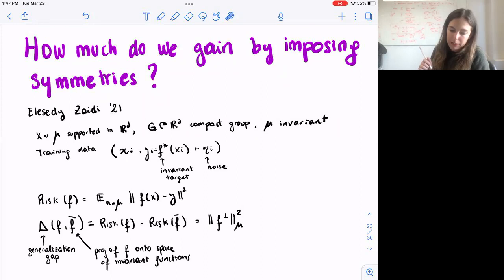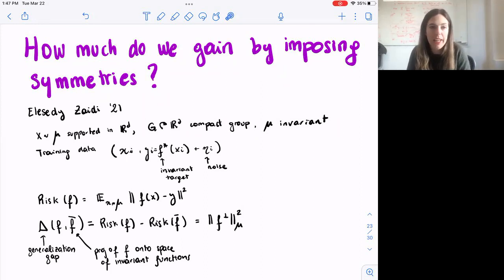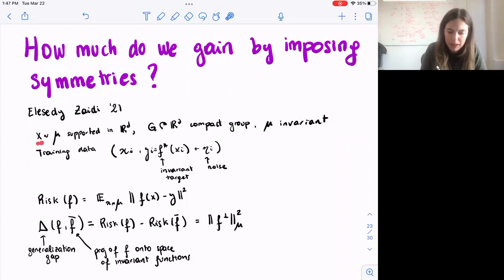So in the 3 minutes that I have left, I want to tell you a little bit about how to quantify how much you gain by imposing these symmetries. There is this paper by Lesedi and Sadie in 21, where they look at data sampled from a distribution in R^D, and a compact group G acting in R^D, and the data is sampled from a distribution which is actually invariant. Sorry, I should have said that earlier. Say that your training data is given by xi's and yi's, where the yi's are generated as some f star of xi plus some noise, where f star is an invariant target function that you don't have access to. But you know that what you want to learn is given by some invariant target function with respect to G.